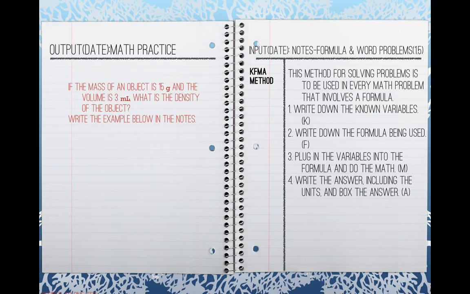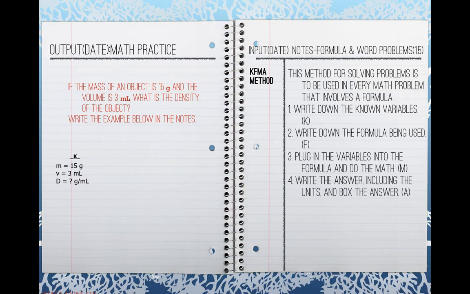So let's look at our sample problem. The mass of an object is 15 grams and the volume is 3 milliliters. What's the density of the object? First thing we've got to do is write down what we know. I like writing the K above it so we can see. We know from our problem the mass and the volume. The mass is 15 grams, the volume is 3 milliliters. We're looking to find density. If you already know what the units are going to be, write that down, so you can see it says g/mL for grams over milliliters. So that is what we know.